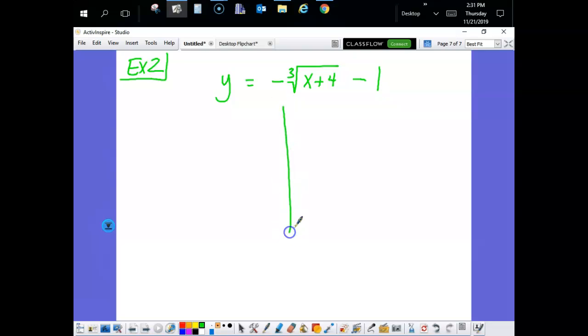All right, what's my starting point? -4, -1. Oh wait, no, -4. Okay. Now let's just pretend it's a square root here for a second, okay? I'm going to go which way? Down and right. So that means it looks like this, right? Good. But since it's a cube root, throw in another half there.